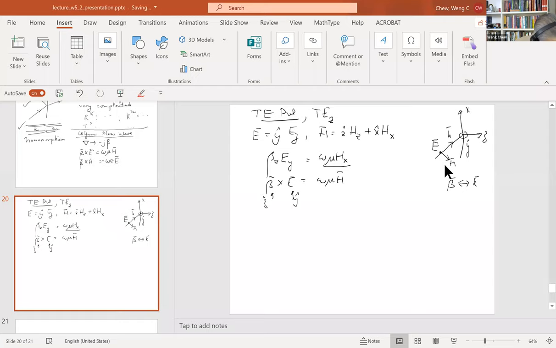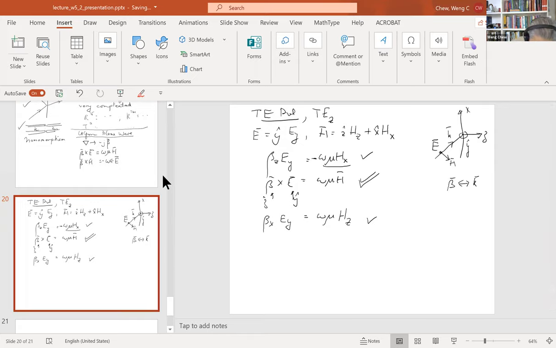Then if I look at the other component of this equation, I will find that beta x Ey is equal to omega mu Hz. Z cross y should be x, so there should be a minus sign here. X cross y is z. So I'm just writing this equation two times, one to give me that component, the other time to give me that component.